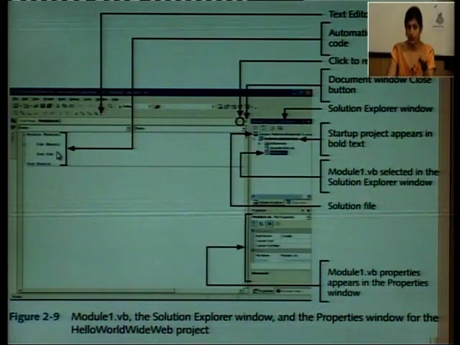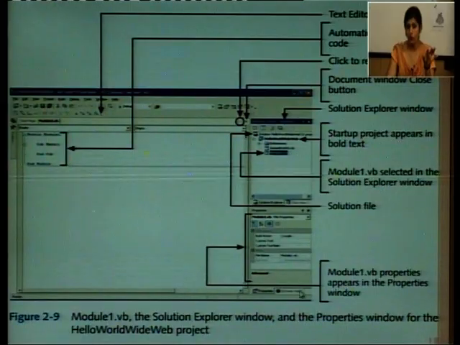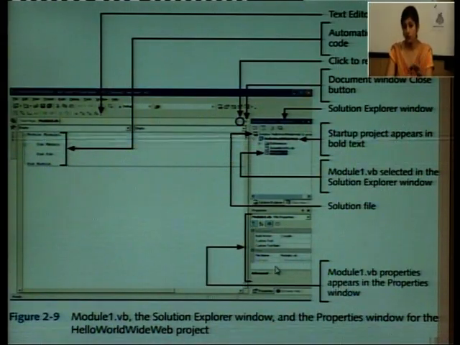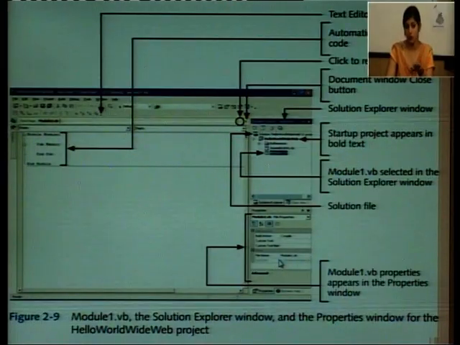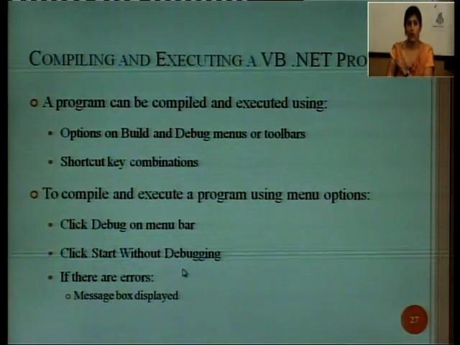This form will appear, this window will appear, here you write your instructions, and this is the module 1 property window from where you change the name of the project, the size of the form, and different other options are available. Here I tell you which type of options are here. Clear?